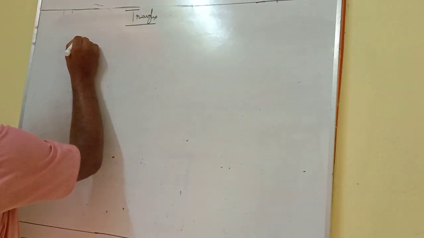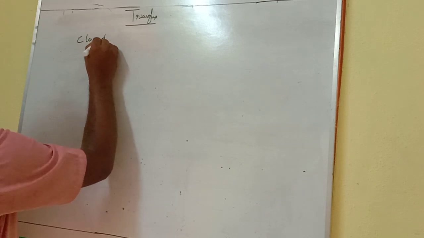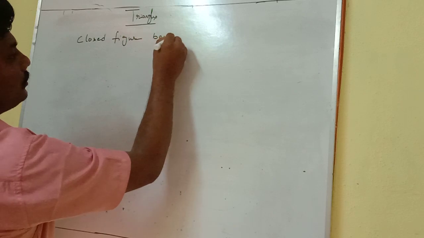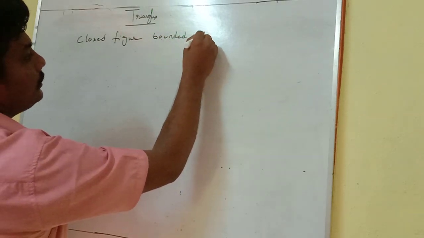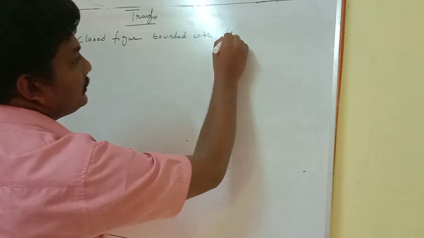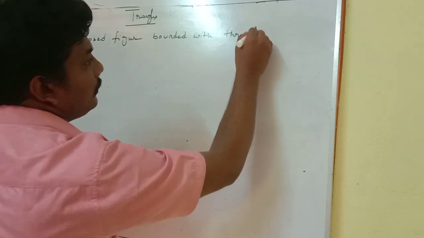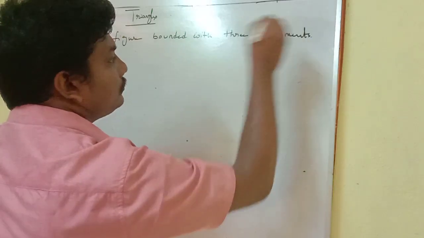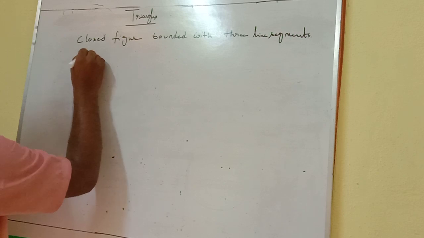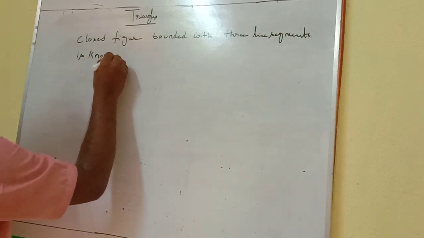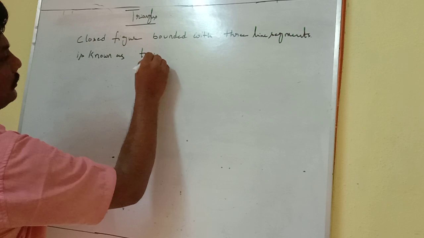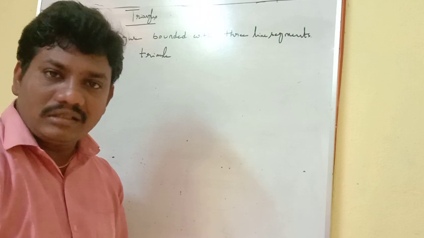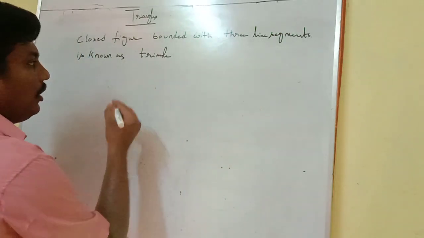A closed figure bounded with three line segments is known as a triangle. Let me draw how the triangle will be.